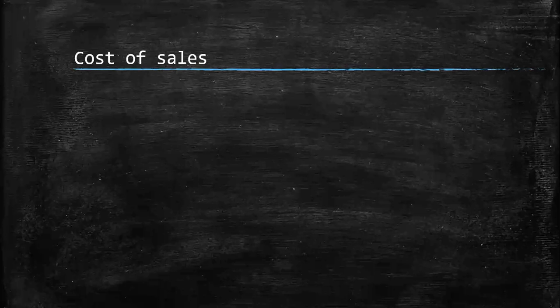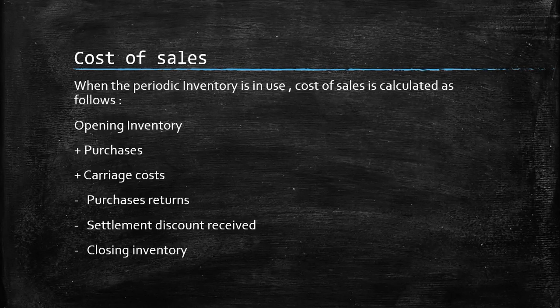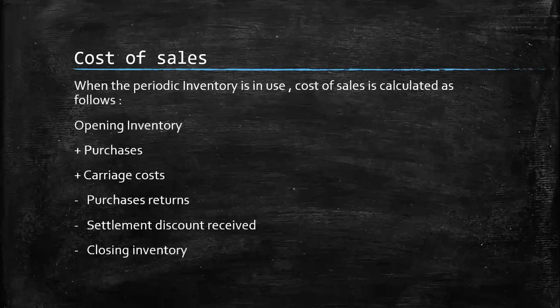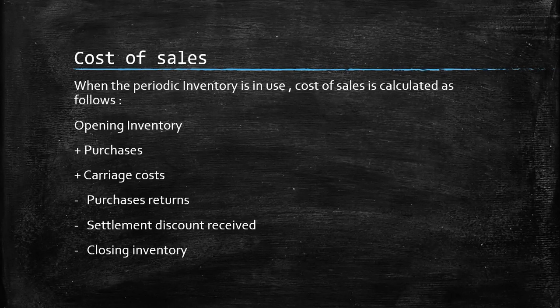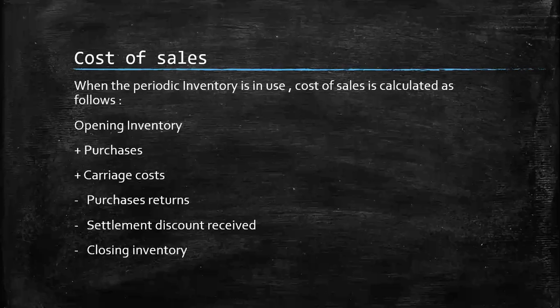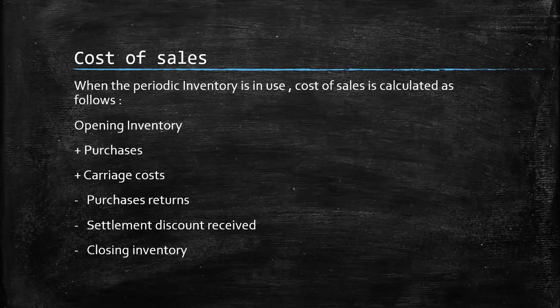Now today we're going to discuss the cost of sales. Let me do a revision on how we calculate the cost of sales using the periodic inventory system. We take the opening inventory, we add the purchases, we add any carriage costs. By carriage cost, we're referring to shipping fees, carriage on purchases, delivery fees, freight in, import duties, customs tariffs, any cost that is incurred for bringing goods within the business premises. And then we minus the purchases returns, we minus the settlement discount received, and then we minus the closing inventory. That's the basic formula for calculating your cost of sales.